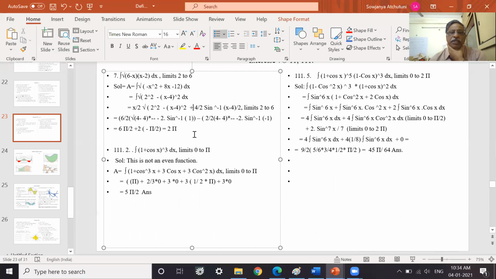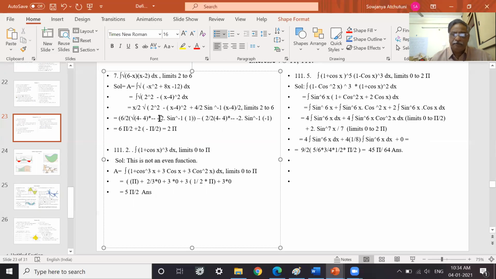So when we apply the limits, first 6. 6 by 2, square root of 4 minus 4. This becomes 0. 0 into anything is 0. This is plus 2 into sine inverse 2 by 2, which is 1. So this is pi by 2. This becomes pi by 2.